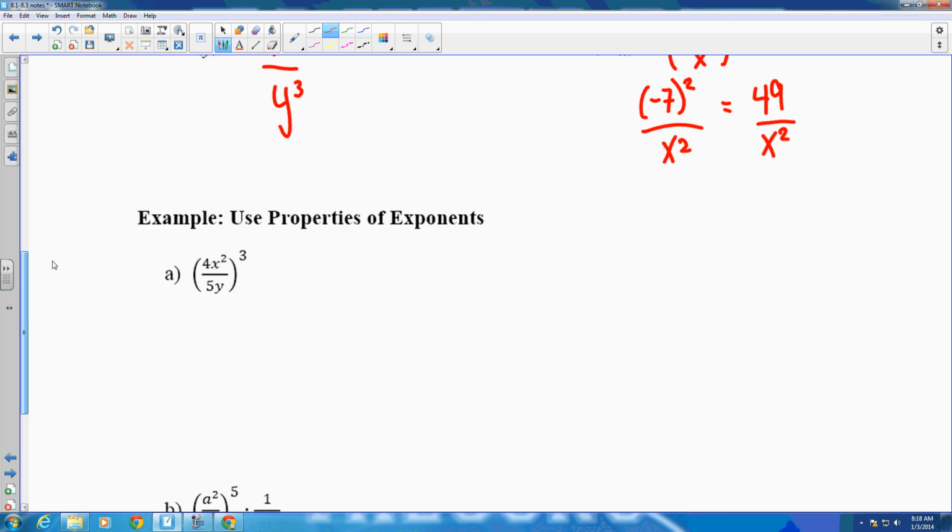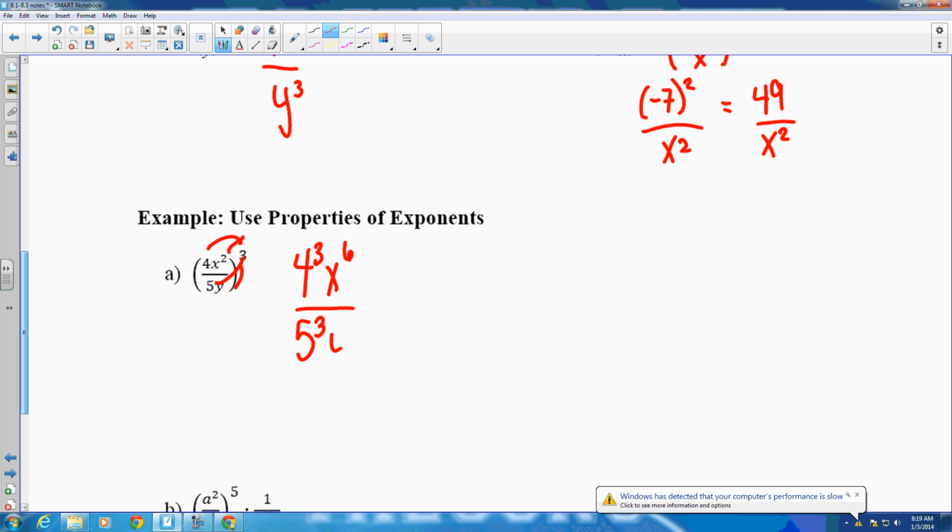Okay. So on A, we have two terms on top, 4 and the x squared. Keep in mind that that square does not go with the 4, it only goes with the x because there are no parentheses. If it was 4x, that whole thing to the squared, then we would have to distribute, but there is no parentheses around the 4x, so we only distribute the 3 to everything. 4 cubed x to the 6th over 5 cubed y to the 3rd. And we can combine those numbers, figure out what those are, since they're not that big. 64 x to the 6th over 125 y to the 3rd.